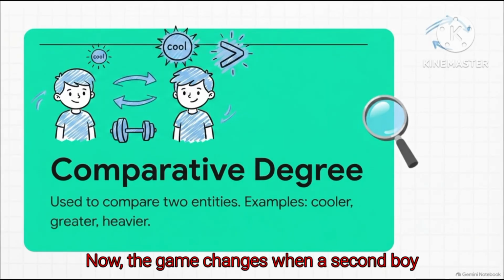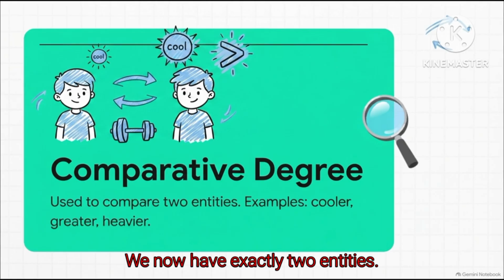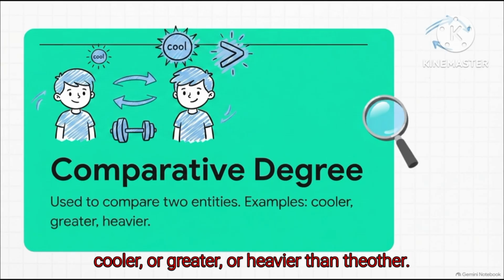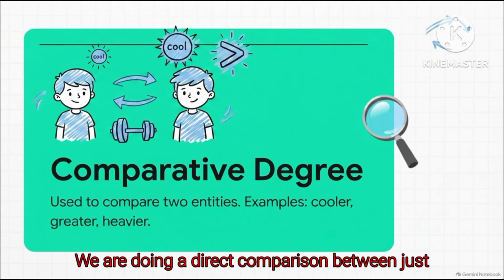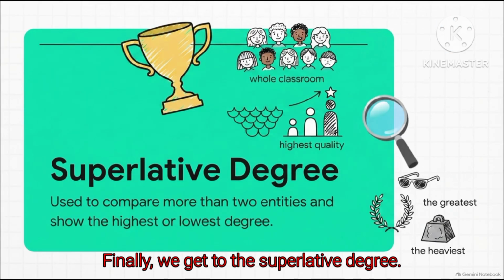Now, the game changes when a second boy arrives. We now have exactly 2 entities. So we use the comparative degree to say one is cooler, or greater, or heavier than the other. We are doing a direct comparison between just the 2 of them. Finally, we get to the superlative degree.